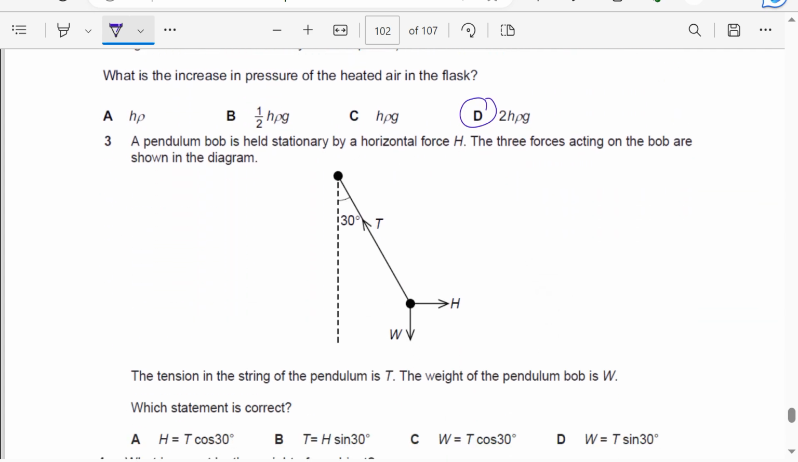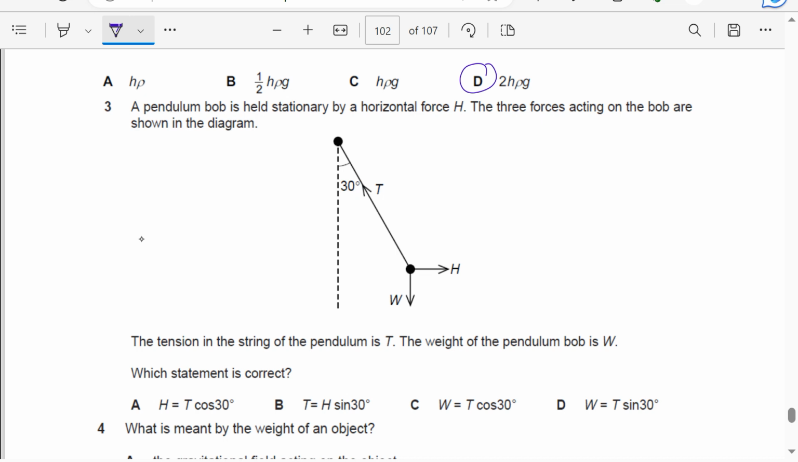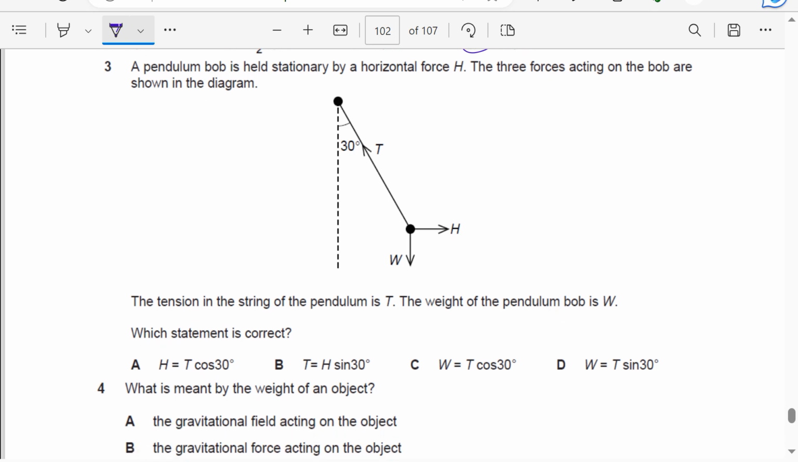A pendulum bob is held stationary by a horizontal force H. The three forces acting on the bob are shown in the diagram. The tension in the string of the pendulum is T. The weight of the pendulum is W. Which statement is correct?